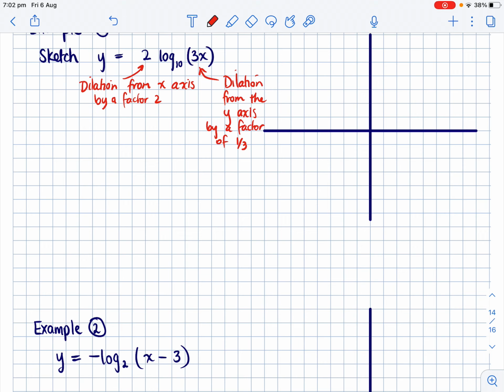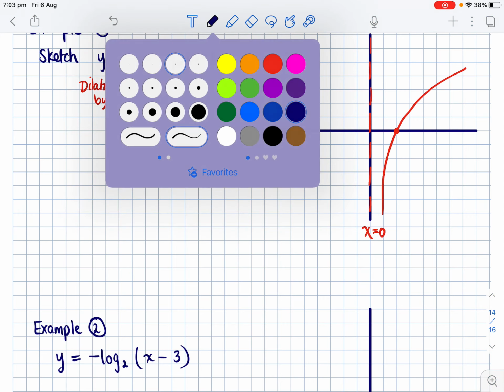Okay, so in this case we've got no translations, there's no reflections, so I'm actually just going to start with my base graph. Don't forget your asymptote and label the equation of the asymptote. And my base logarithm graph is like that. You'll notice I didn't take much notice of where my x-axis intercept went, because now I'm going to solve this equation to find the value of the x-axis intercept. And because of the shape of the graph, we don't need to find a y-axis intercept.